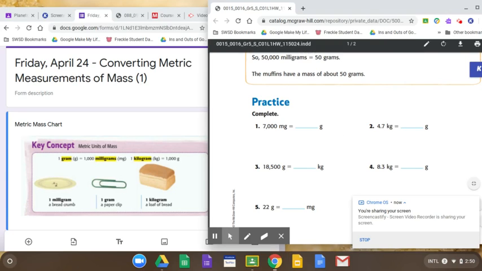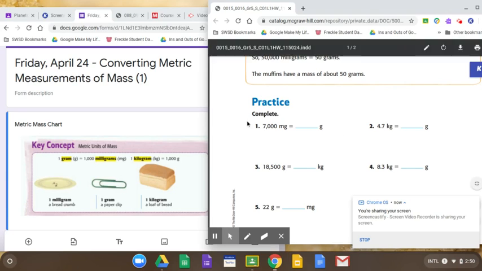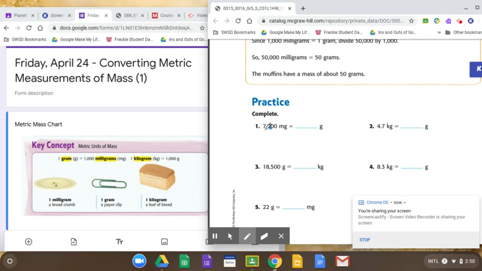All right, so a couple practice problems. So this one is 7,000 milligrams, and you're changing it into grams. So you put 7,000 over 1. And you're trying to figure out how many grams is in a milligram. There is 1 in 1 gram. There is 1,000 milligrams. So if you look at the chart next to me, it's 1,000.